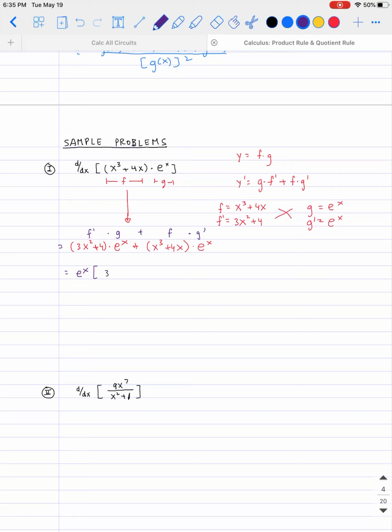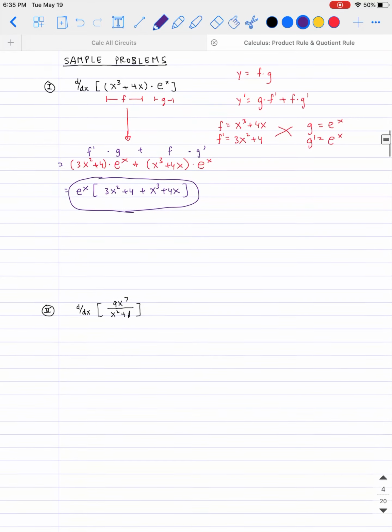So that's e to the x. And what's left is going to be 3x squared plus 4, and then plus x cubed plus 4x. And yeah, we'll just go ahead and leave it at that point, okay? So that right there is going to be our derivative.